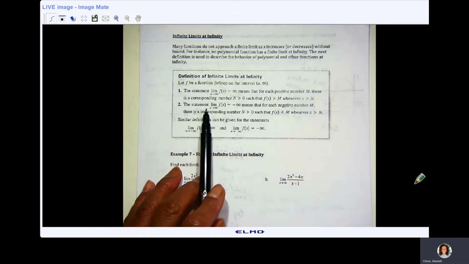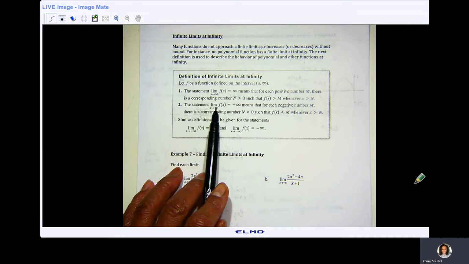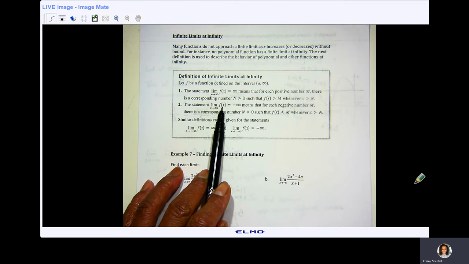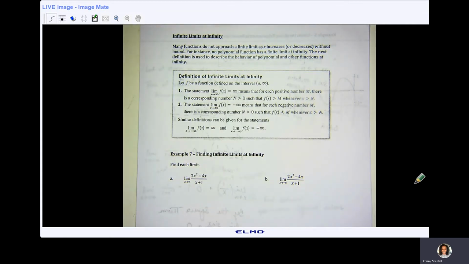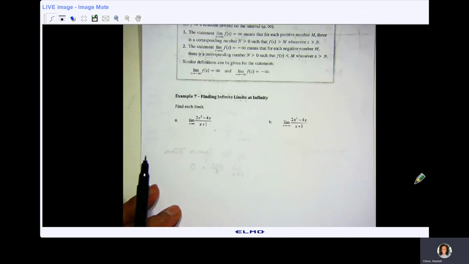So basically, this is just a definition saying that there are some limits of functions, polynomial functions, that do not have a finite limit value. Okay, that is the case sometimes. So here are a couple of examples where that may be the situation.